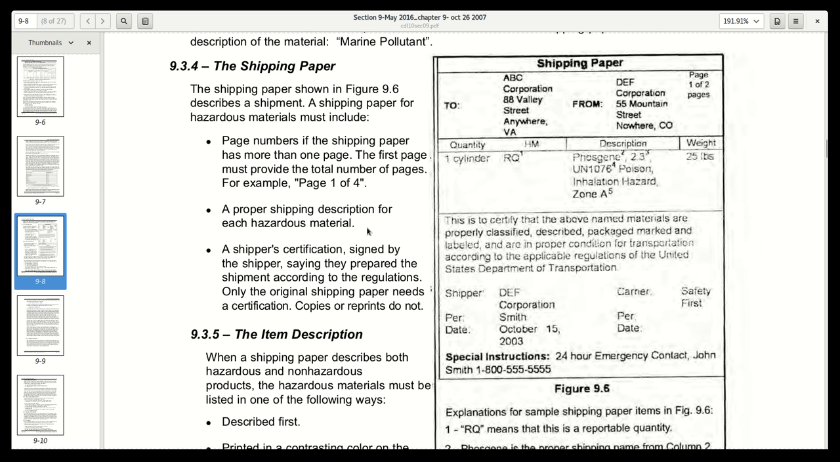A proper shipping description for each hazardous material. So this is what the shipping paper must include. A shipper certification signed by the shipper saying they prepared the shipment according to the regulations. Only the original shipping paper needs a certification. Copies or reprints do not. See up here, this is to certify that the above named materials are properly classified, described, packaged, marked, and labeled. So that's the shipper's certification over here.